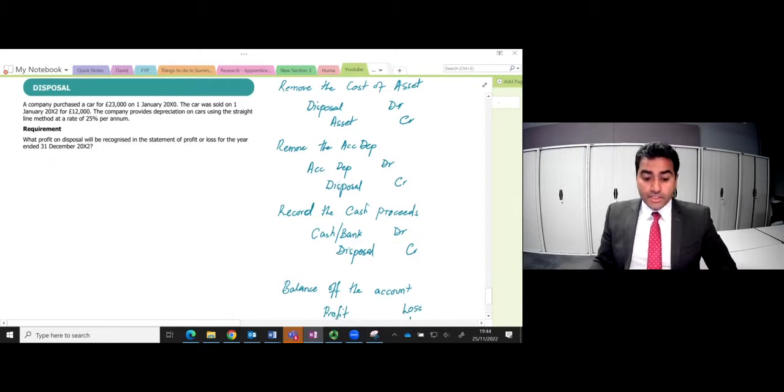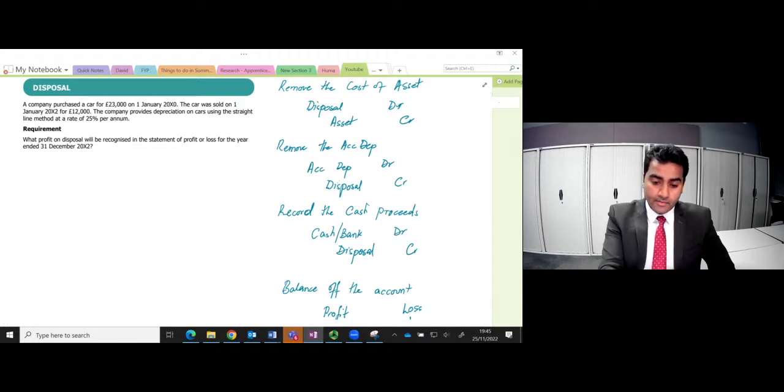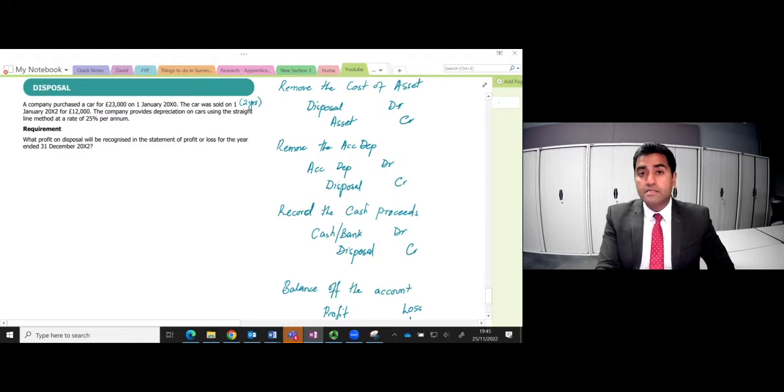A company purchased a car for £23,000 on 1st of January 2000. The car was sold on 1st of January 2002 for £12,000. So this asset stayed with us for only 2 years, the whole year of 2000 and 2001. That means I need to work out the accumulated depreciation for 2 years, and the company is using the straight line method, which is 25% per annum.